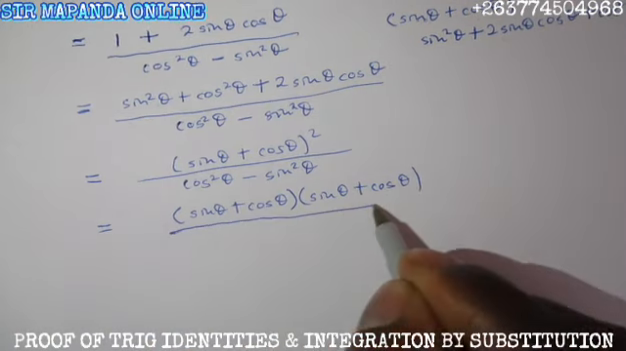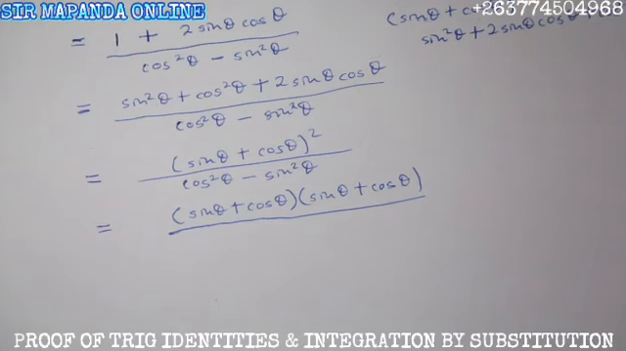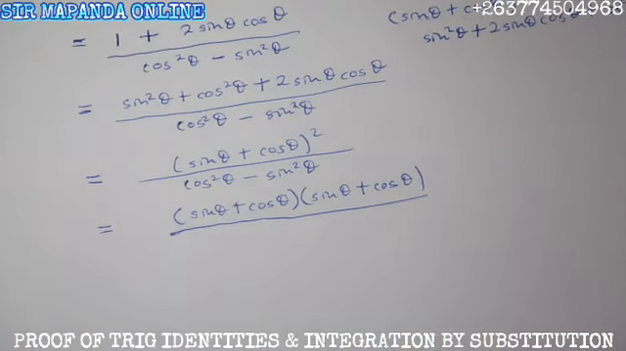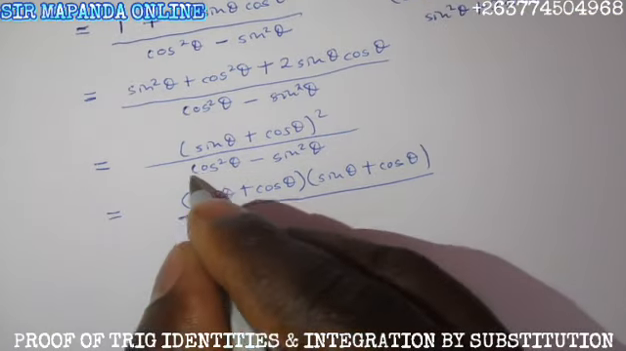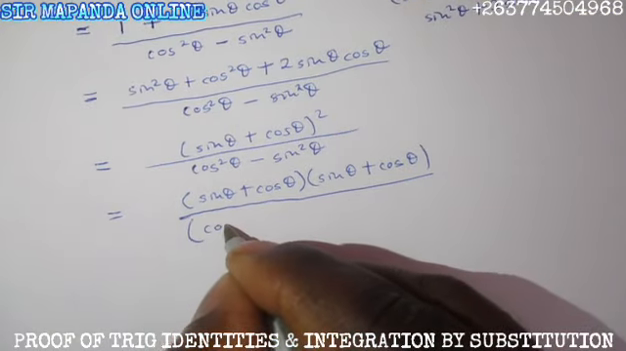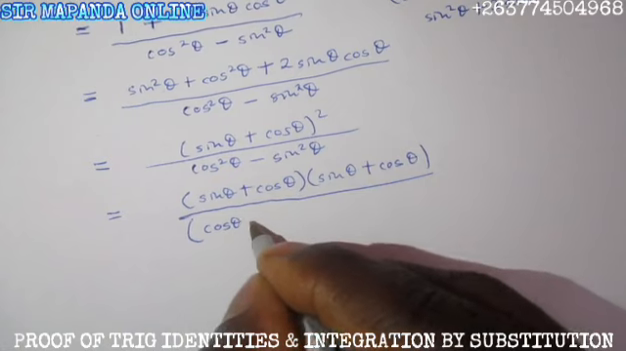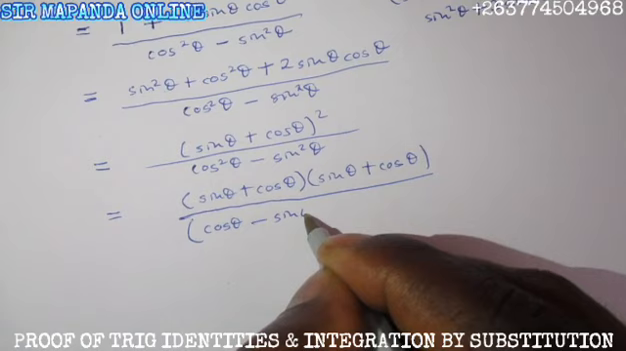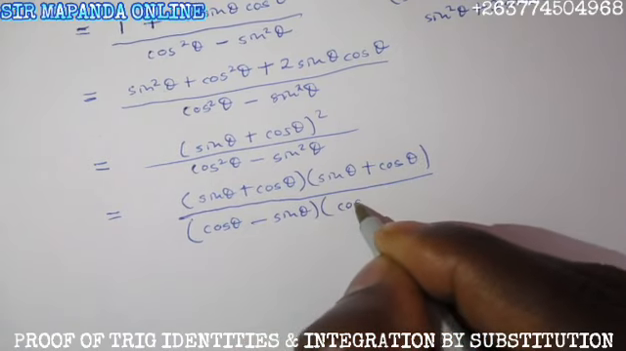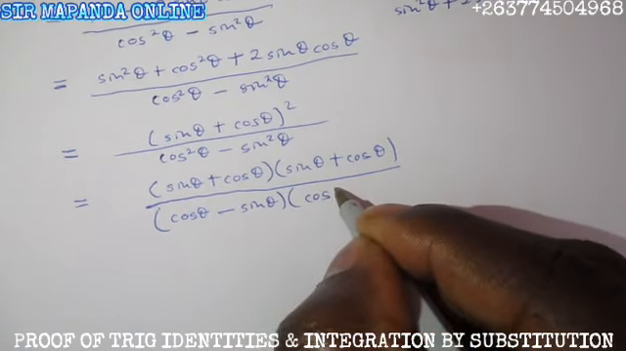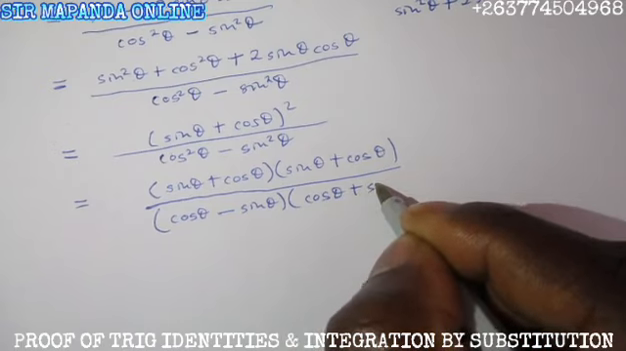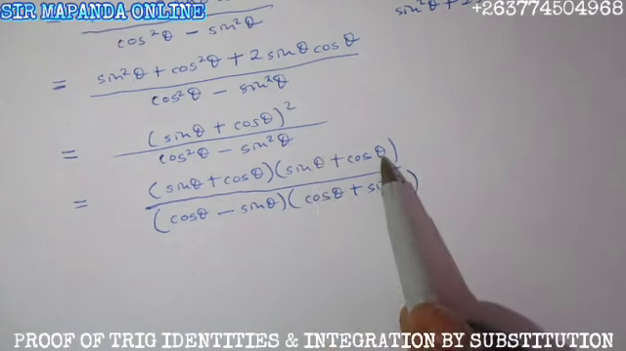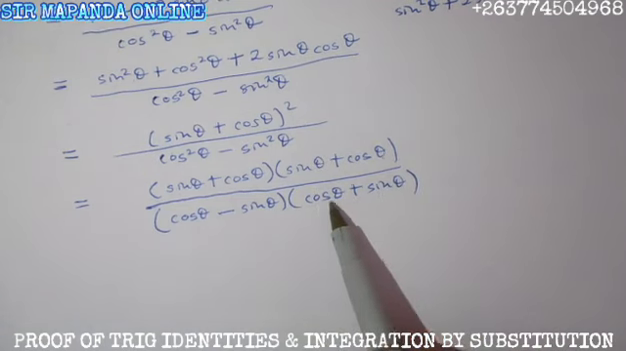Then on our denominator, we can apply difference of 2 squares. Cos squared is a perfect square, sine squared is a perfect square. So the square root of cos squared theta is cos theta, minus the square root of sine squared theta is sine theta. So on the second bracket, you put cos theta plus sine theta, applying difference of 2 squares. Sine theta plus cos theta is as good as cos theta plus sine theta.